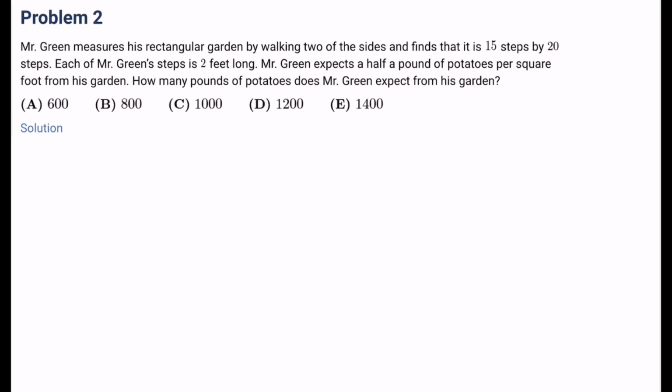Okay, since his garden is 15 by 20 steps, which is basically 30 by 40 feet, since each step is 2 feet long, and each square foot is half a pound, so times 1 over 2, this gives us 600. So that's our answer, it's A.